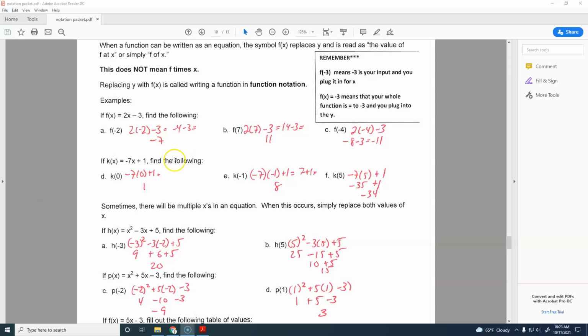So I'm going to call out the answer so that you can check what you have done. So on that front page, A is -7, B is 11, C is -11, D is 1, E is 8, F is -34.